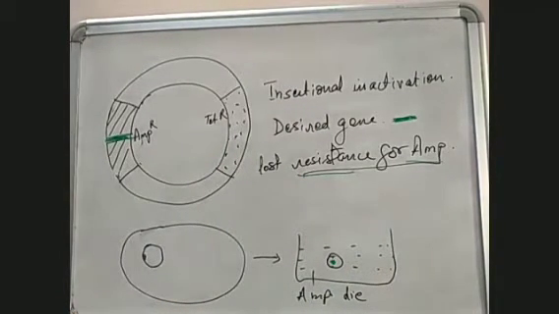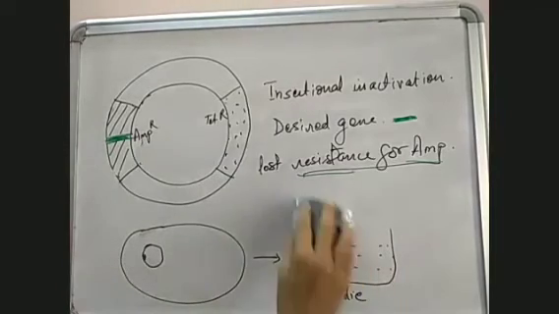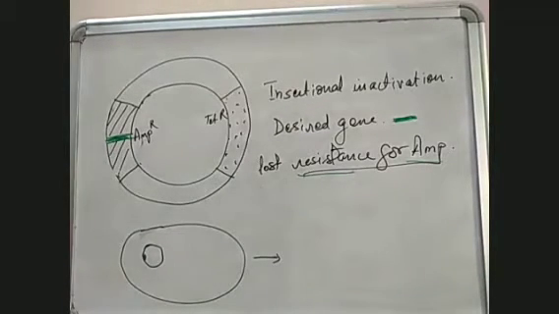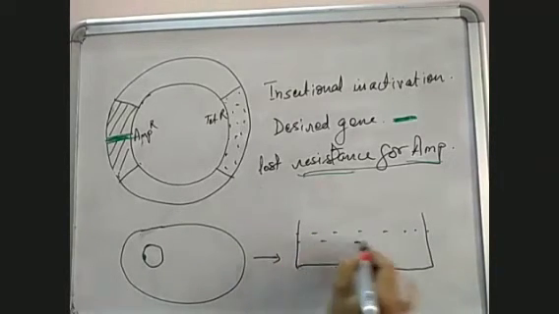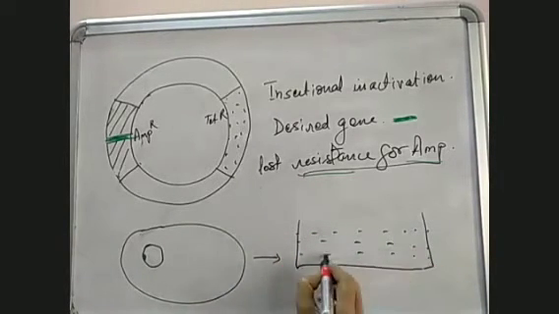Now, what happens if we do insertional inactivation of one of the antibiotic genes? In this case, we do not use the medium in which insertional inactivation has been done. The medium in which the transformants are cultured is for the other resistance gene. So in this case, we will use tetracycline.